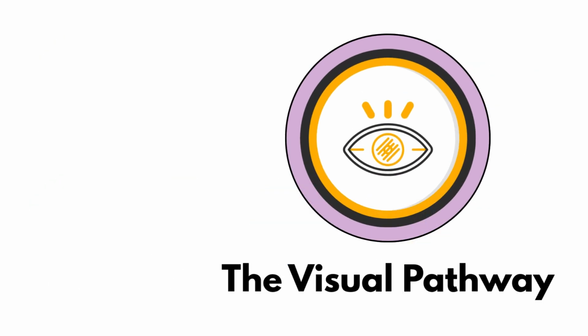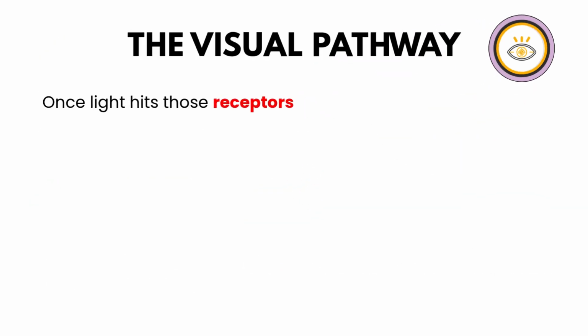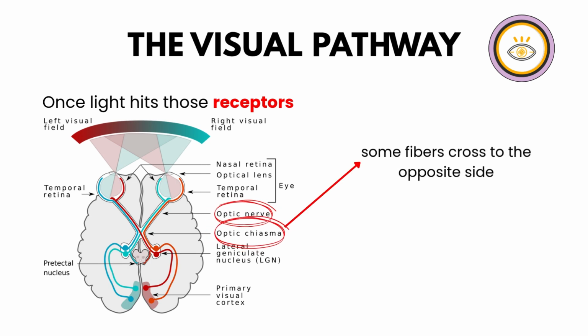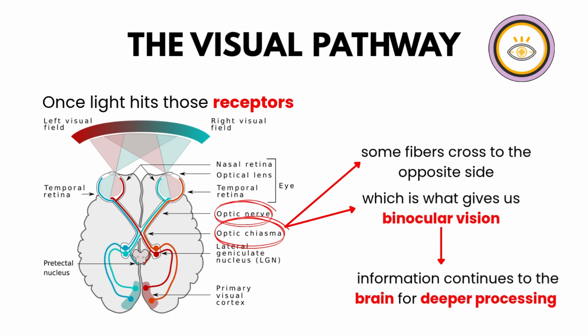The visual pathway. Once light hits those receptors, signals travel through the optic nerve. At the optic chiasm, some fibers cross to the opposite side, which is what gives us binocular vision. From there, information continues to the brain for deeper processing.